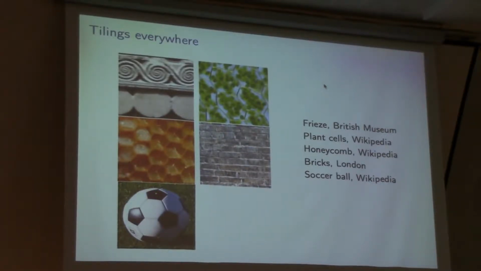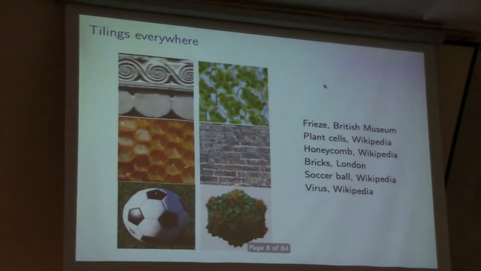And here's one more tiling of a sphere, but this is at a very different scale. This is an electron microscope image of a virus. And again, you can see, apparently this virus likes to play soccer because there are these pentagons and the hexagons. So all of these are examples of tilings.